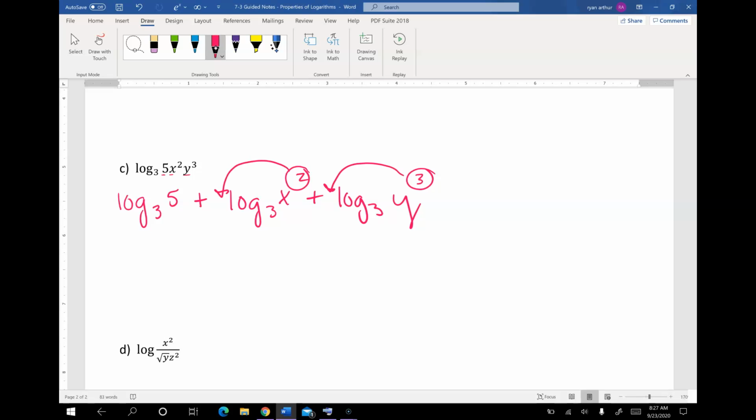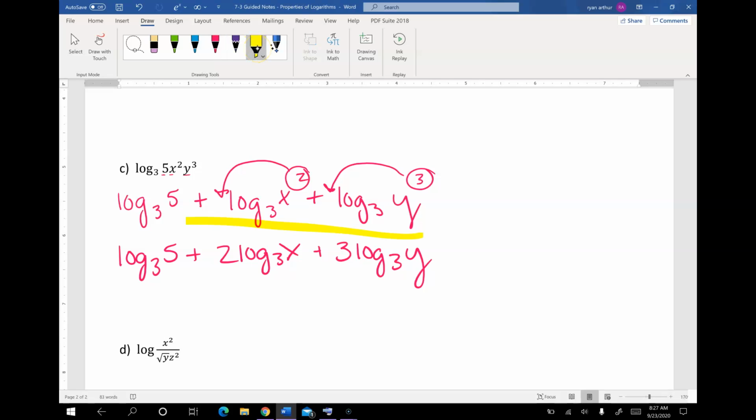So I have to take these little tiny exponent numbers, and I have to move them on to the front. So my final answer will be log base 3 of 5 plus 2 log base 3 of x plus 3 log base 3 of y. And that will be your final answer.